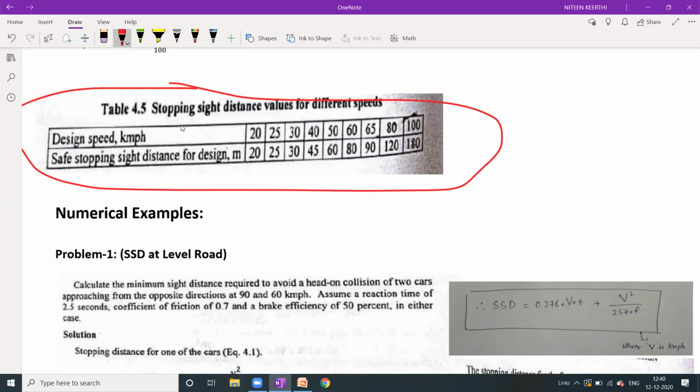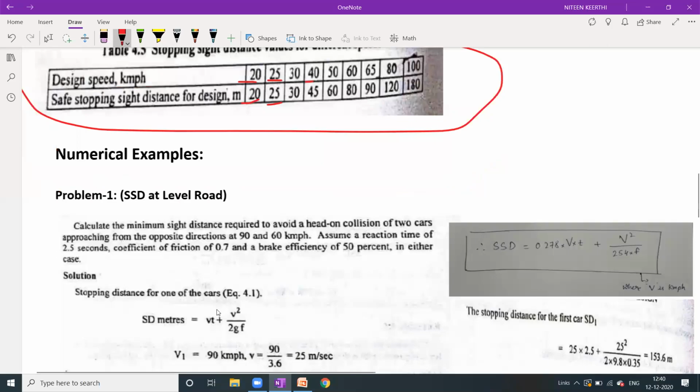So in that case, they have not designed the stopping sight distance along that road, but they have provided the speed limits. But that is just on a temporary basis, and stopping sight distance should be designed for any stretch of road. So for different design speeds, you can see, for 20 kmph the stopping sight distance is 20 meters. For 25, 30, and so on. So as the design speed increases, stopping sight distance also increases.